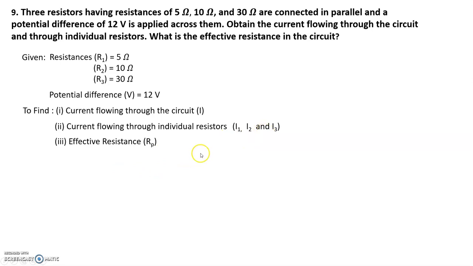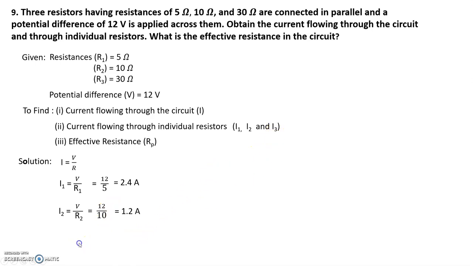We know I is equal to V upon R. The V value is 12 volt, and first we will find I1. I1 will be V upon R1. Let's substitute the values: 12 upon 5. When you divide it, you will get 2.4 amperes. Now we have to find I2. I2 will be V upon R2. V remains the same, 12, and R2 is 10. So we have 12 upon 10, which is 1.2 amperes.